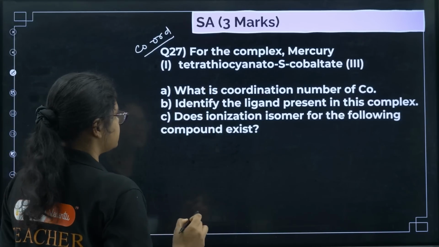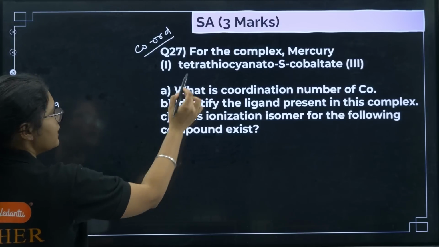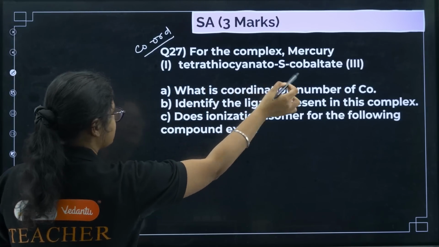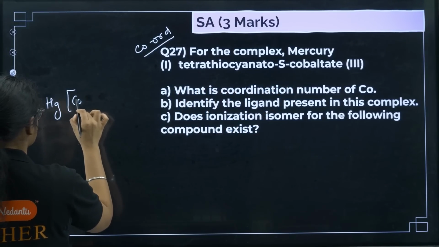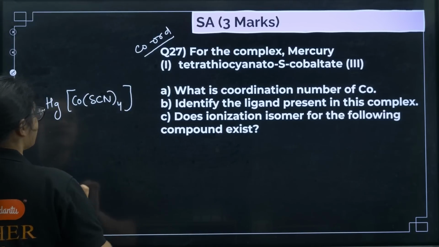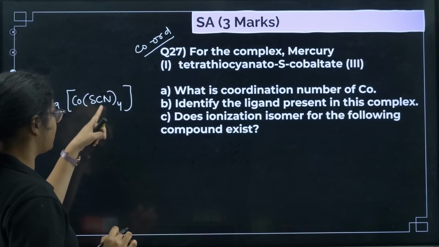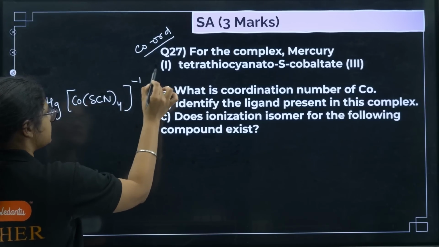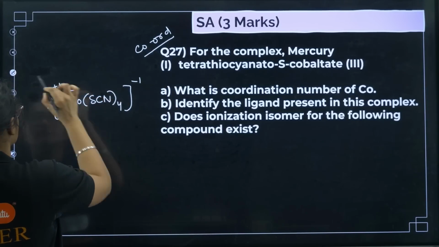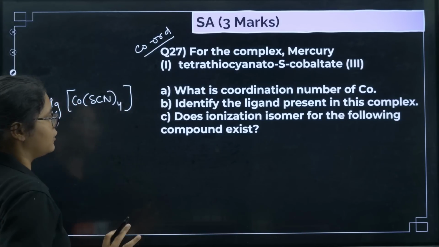First of all, let's draw the structure. So mercury is there, and then you have tetrathiocyanato-S-cobalt. So you can write it like this, Co(SCN)4. Now cobalt is +3, and SCN is -4. So 3 minus 4 is -1, and this is already +1. So -1 and +1 will get cancelled, and we will get this as the final product.